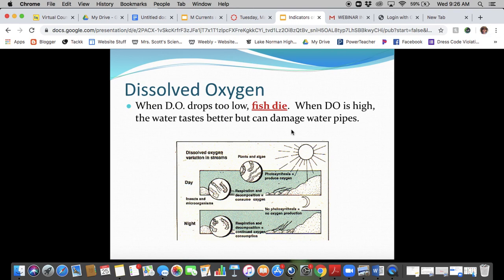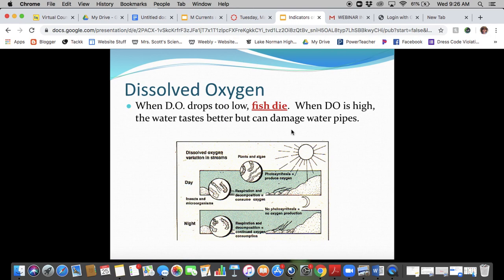All right. You don't want dissolved oxygen to drop too low because otherwise the fishies die. Okay. Because all living things, or most living things, not all of them, but all animals require oxygen to live. So if you don't have enough, they're going to die off, and then your food chain gets messed up.